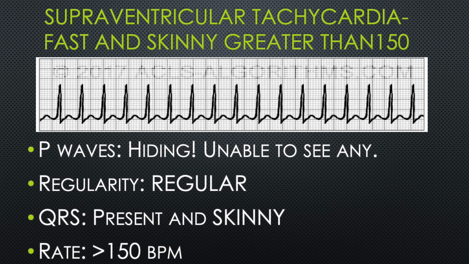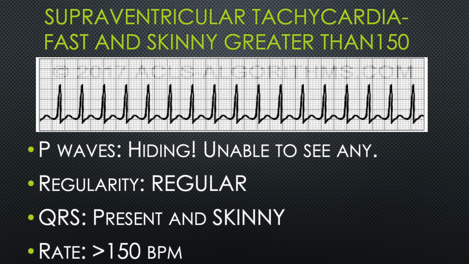We are not worrying about the QRS. It's all about the P waves still. So let's look at them. The P waves, where are they? Well, they're somewhere in there probably, but they're hiding. We are unable to see them. This rhythm is so fast. Remember when we talked about sinus tachycardia, I said it's less than 150, or up until 150. This is supraventricular tachycardia. It's super, super fast.